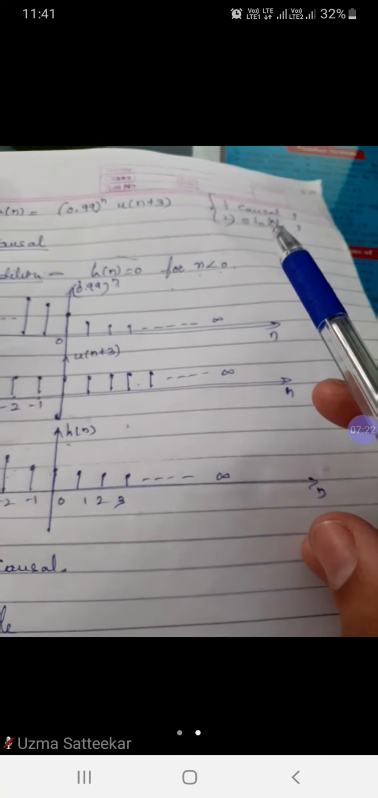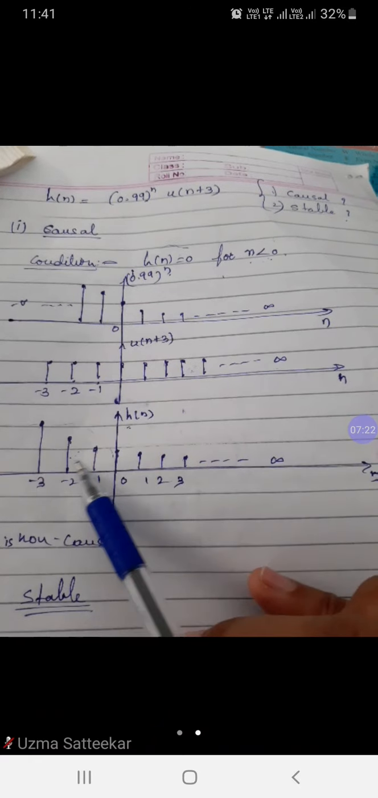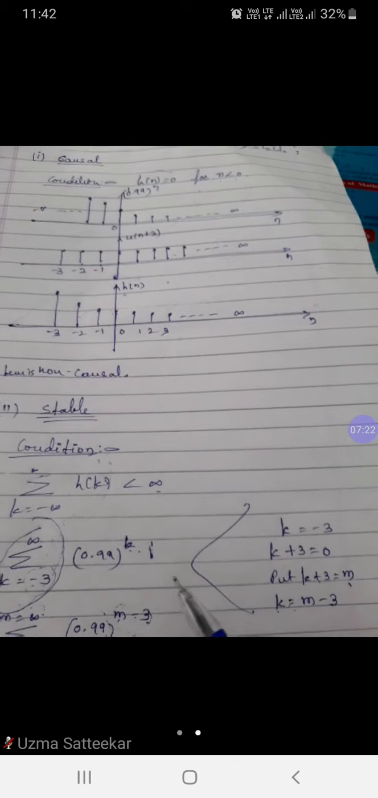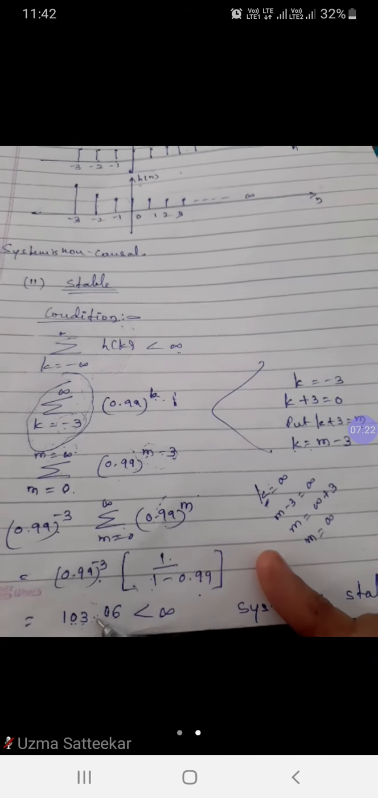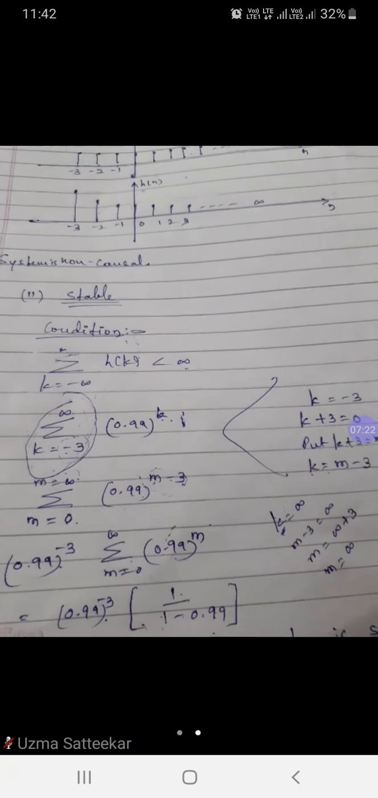So we have checked for causality as well as stability. The given system is non-causal because you have values of h of n on the left hand side, and the given system is stable because you are getting a bounded value for the impulse response. So this is about the second problem.